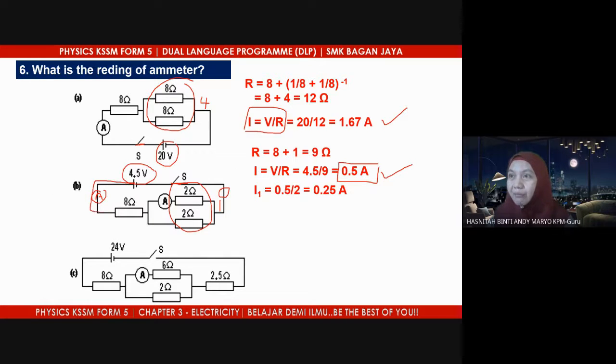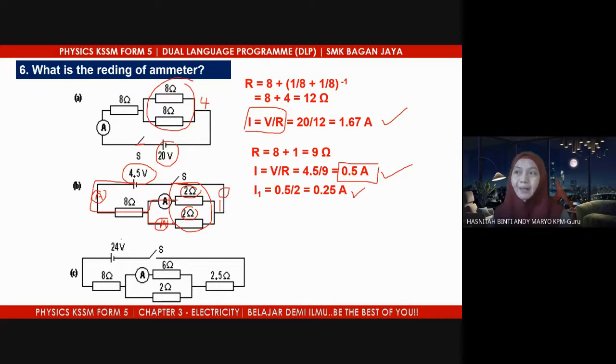So 0.5 entering this resistor, and then later 0.5 will be divided into these two junctions. Since the resistor is the same, they will be divided equally. 50% go to the top branch, 50% go to the lower branch. So you will get 0.25. If you place the emitter here, it will also read 0.25.